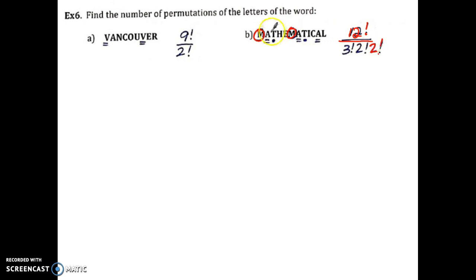You also have the T identified here, and that repeats twice, so another 2 factorial comes in on the denominator. And then the letter A you're seeing 3 times. So overall you've got 12 factorial over 3 factorial, 2 factorial, 2 factorial. Certainly expect something like that to come up on future assessments. Alright, pause and have a go at the next example and we'll talk it through together.